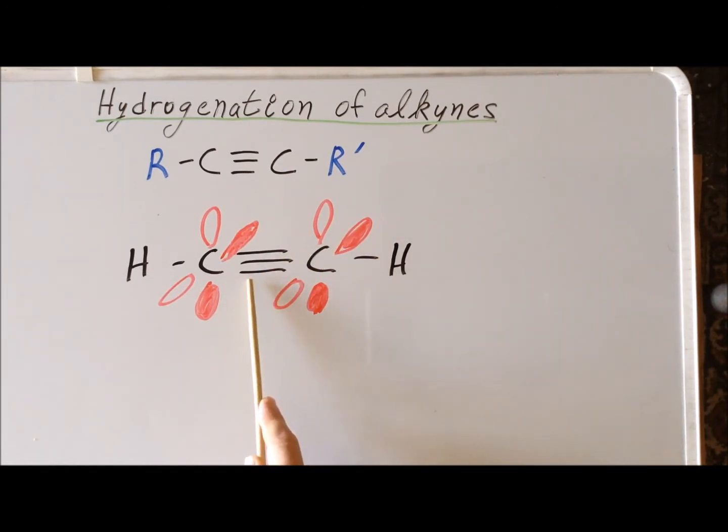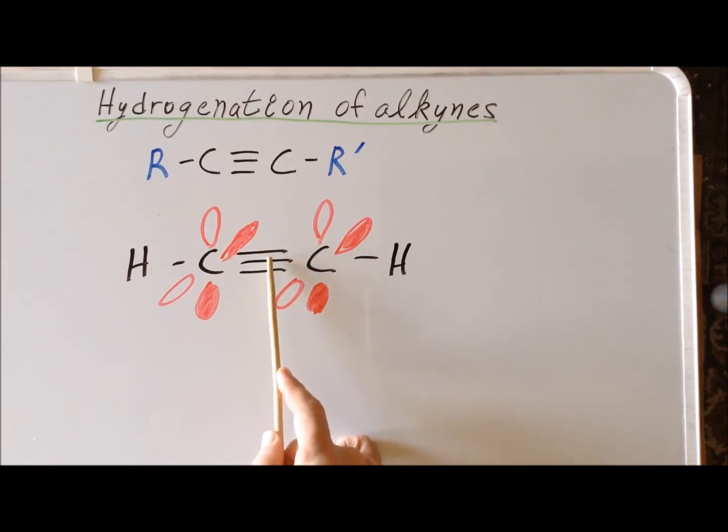The first of the three bonds here is a sigma. The second is a pi bond, as we have it in an alkene. And now we see that the third bond of the carbon-carbon triple bond in an alkyne is also a pi bond. So we have sigma, pi, pi.